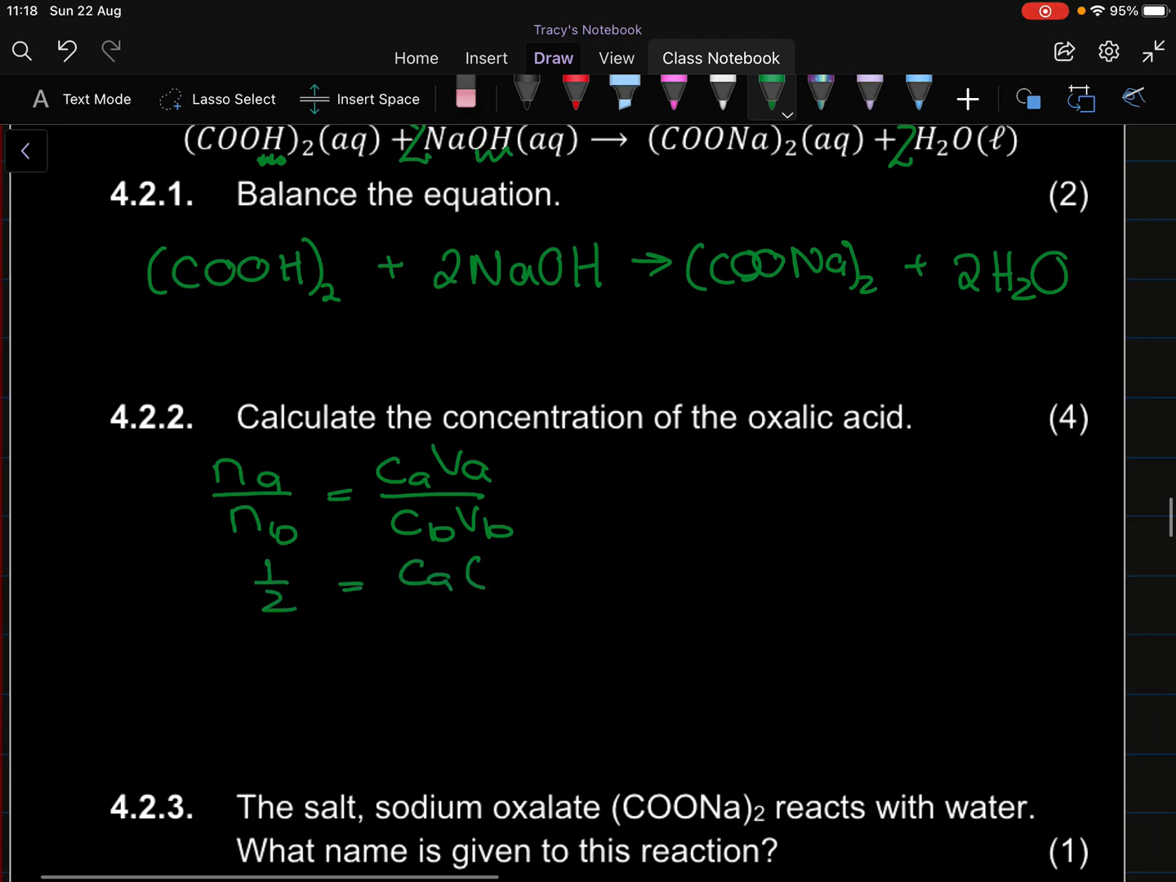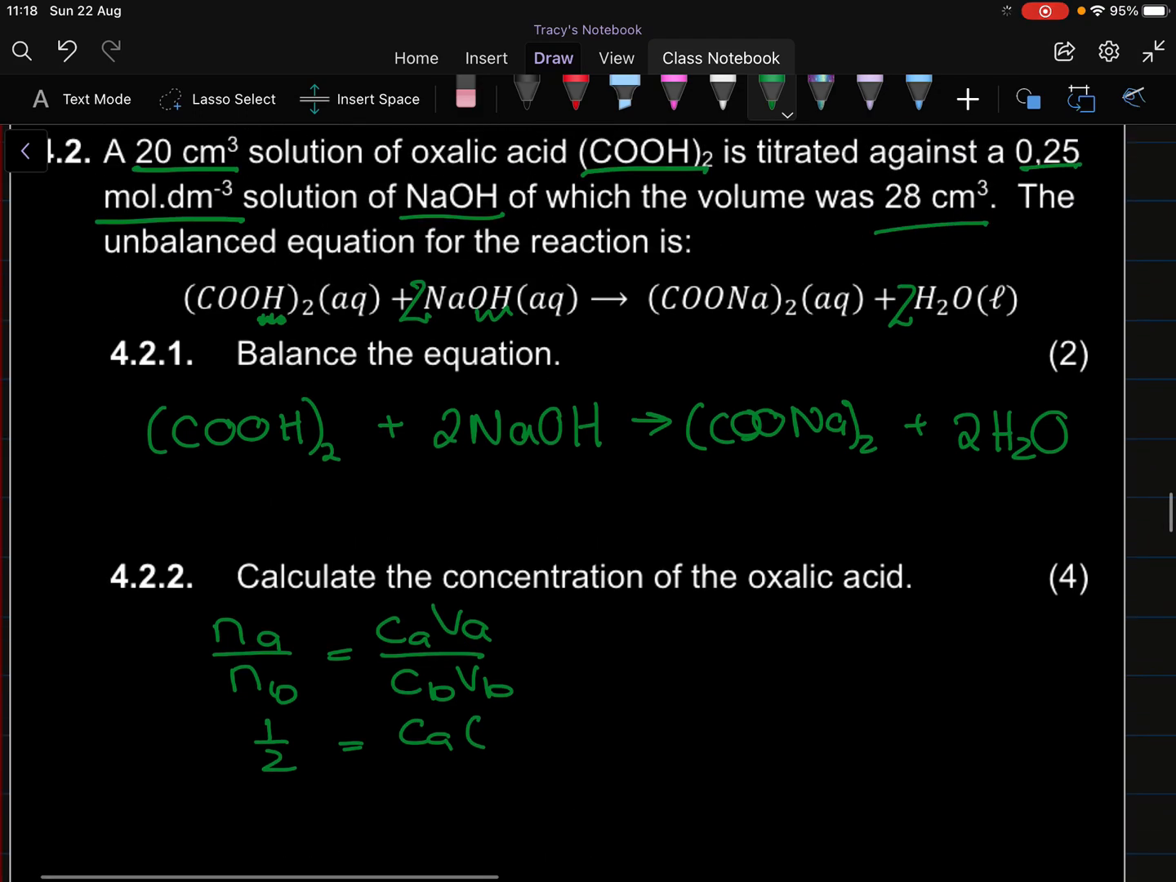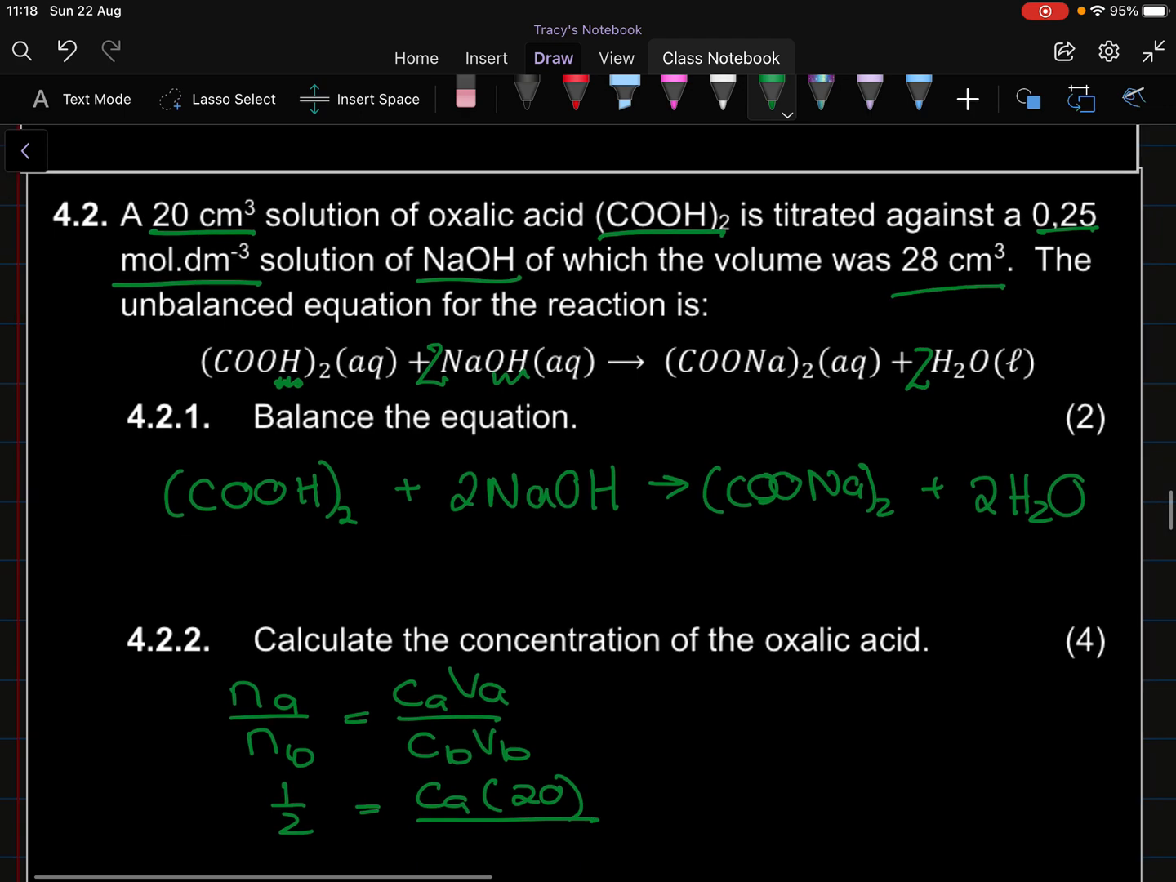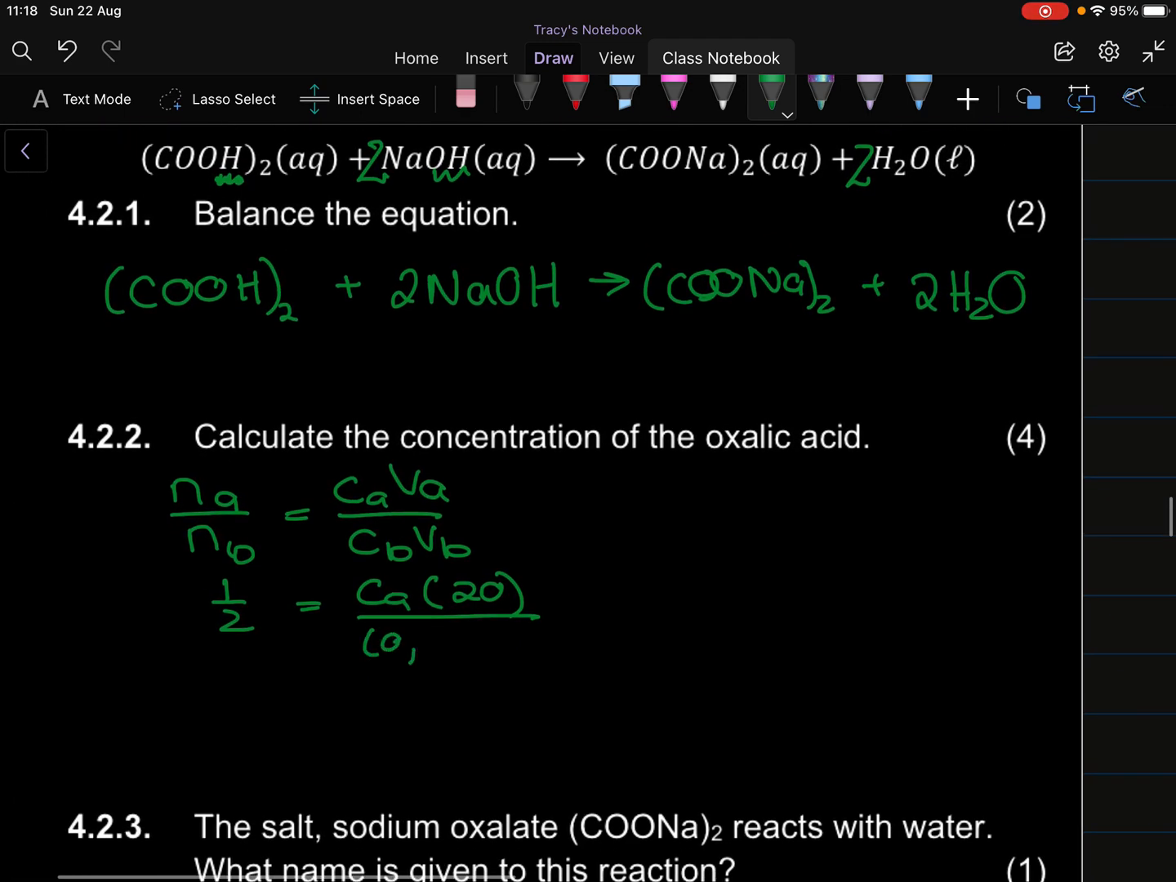Concentration of the acid is what I'm looking for. They said we used 20 centimeters cubed. We have 0.25, and we have 28 centimeters cubed of that. Okay, we're going to solve for Ca, and we get 0.175. If you round it off to 0.18, that's fine.